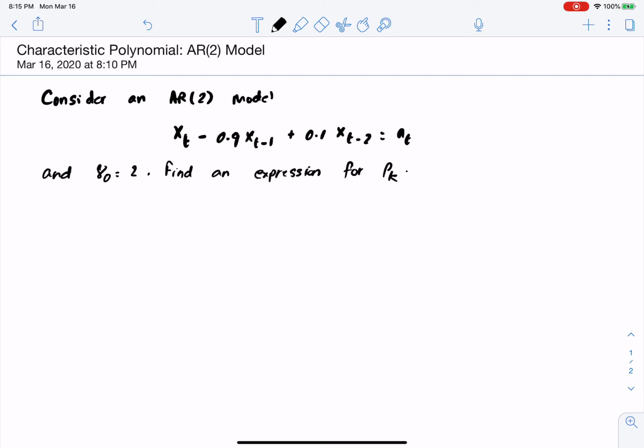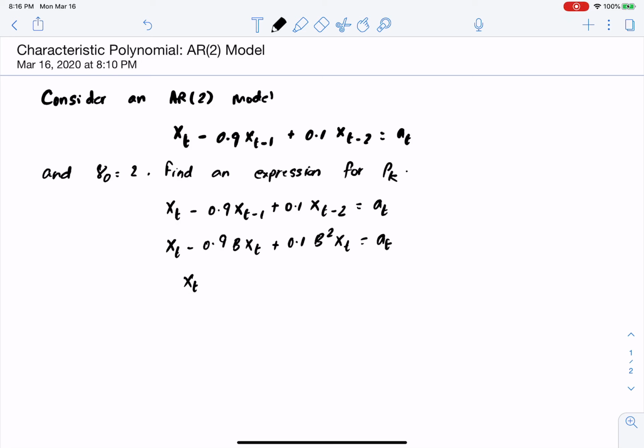So we have an expression for rho k in terms of the roots of the characteristic polynomial, so the starting point has to be the characteristic polynomial. So we have x_t − 0.9 x_{t−1} + 0.1 x_{t−2} = a_t. We can rewrite x_{t−1} as B times x_t and x_{t−2} as B squared times x_t equals a_t.